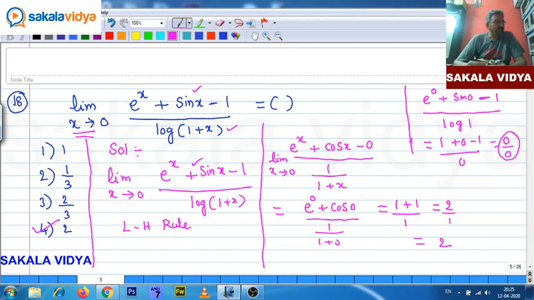So we can do it by using the series expansion. e power x is equal to 1 plus x by 1 factorial plus x square by 2 factorial plus x cube by 3 factorial, and also sin x has a power series, that I will discuss later, don't worry. So even using the series method we can solve it.